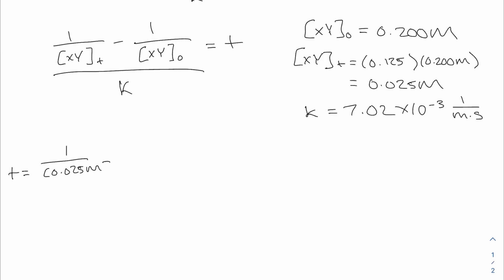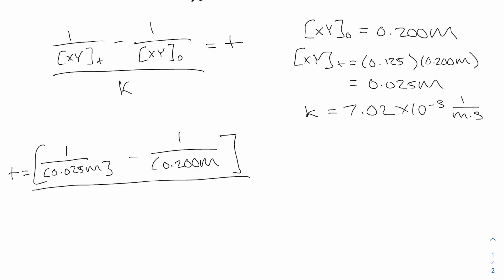So we have 1 over 0.025 moles, which is our concentration at a time, minus 1 over our initial concentration, all divided by our rate constant. Our molarities are going to cancel out and leave us with just seconds. So we'll have 4,985.754 seconds. But we want this in hours, so we're going to use some dimensional analysis.